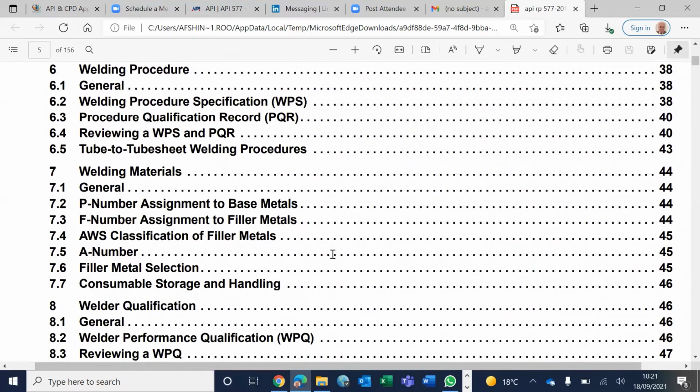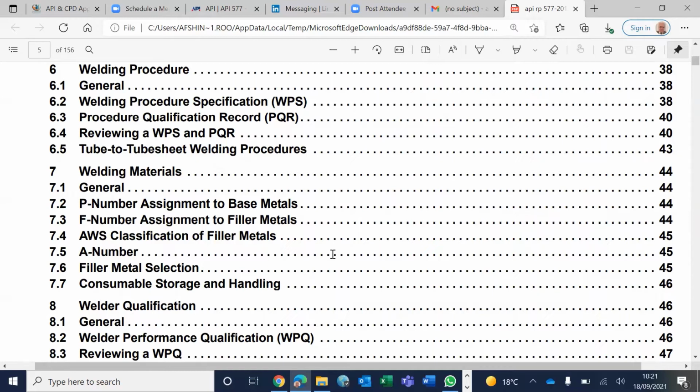Welding materials: P number is for base metal, F number for filler metal. So this can be a potential question: what number is for filler metal? You say F number. A number is a combination of P and F, because A number is the weldment, which is a combination of the weld metal, which is actually melted and mixed with the base metal. So it's a completely different material.